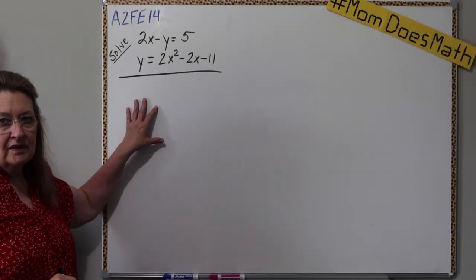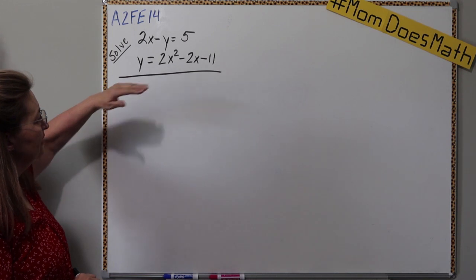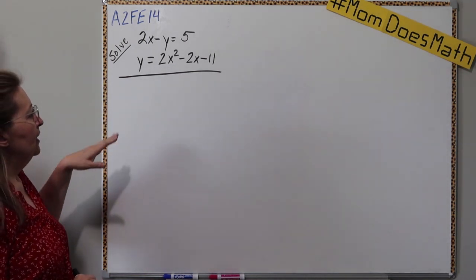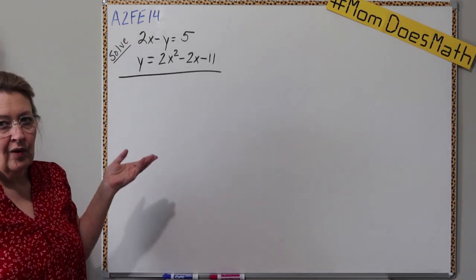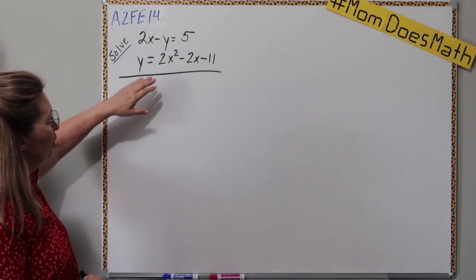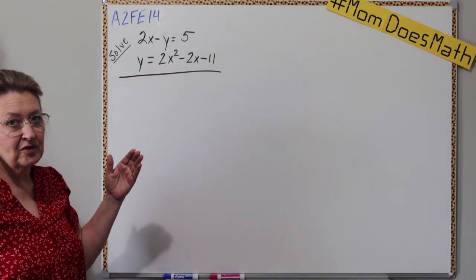We want to solve this system of equations, 2x minus y equals 5 and y is equal to 2x squared minus 2x minus 11. Usually when you solve systems of equations, you go to the elimination method first, but the way this one is set up, it's actually going to make it easier to use the substitution method.